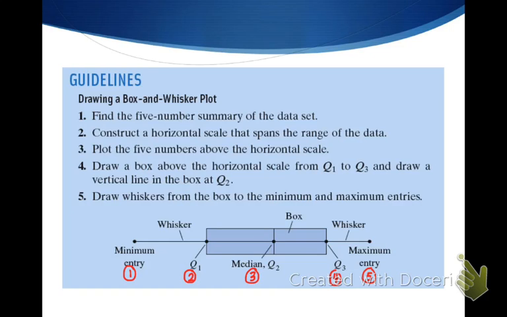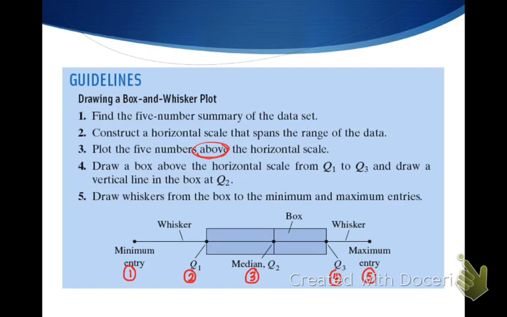You're going to put this on a number line. So when it says construct a horizontal scale, that means space it out, label it, make sure that it makes sense. And you're going to plot those 5 numbers above that number line. Notice above the number line. You don't put it on the number line. It's not like when we do inequalities or something like that.